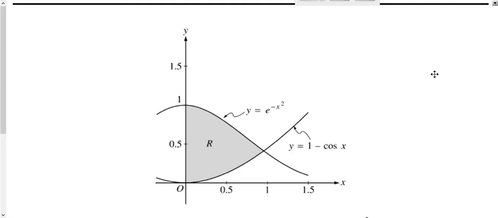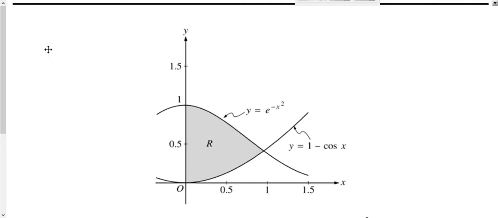Well, good morning, good afternoon, or good evening, depending on what time of day it is that you're watching this video. In this video lesson, I'm going to go over with you how to find the volume of a region with known cross sections.